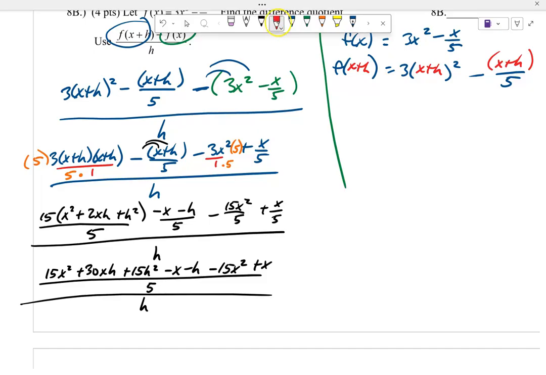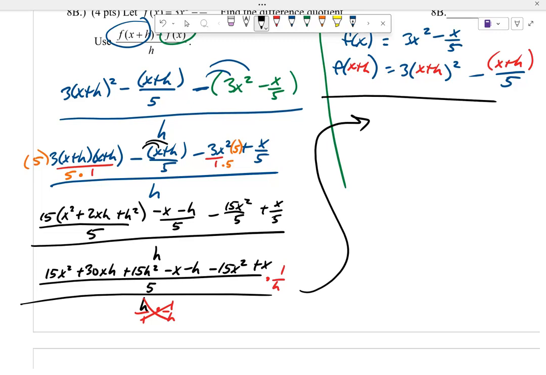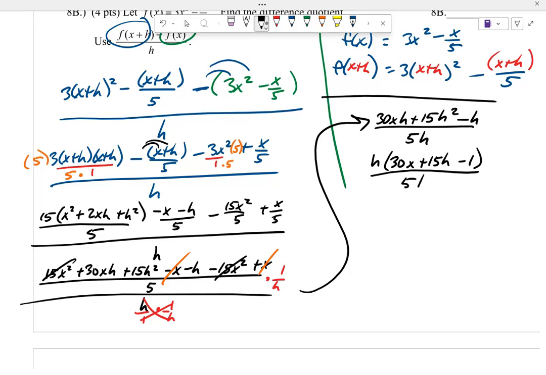Well, now I've got a fraction over a fraction, h over 1. So I can multiply by 1 over h here. And so I've just got 5h in my denominator. So I got 15x squared minus 15x squared, that's gone. 30xh plus 15h squared. Notice the minus x and the plus x, that's gone. I've got minus h, and this is all over that 5h. Now I want to factor out an h out of the top so I can cancel with the bottom. So I got h times 30x plus 15h minus 1. This is all over 5h.